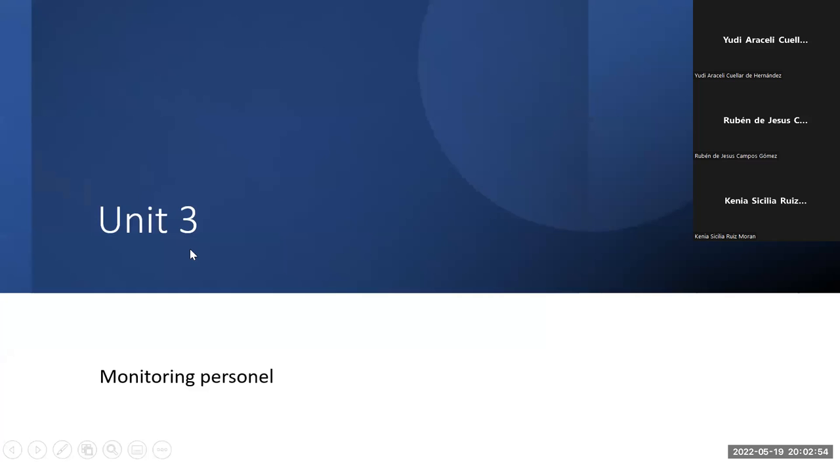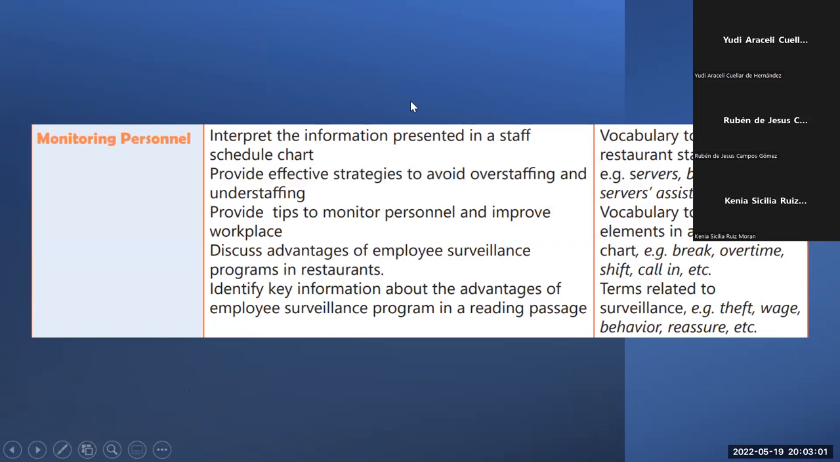In unit number three, you see the topic of the unit is monitoring personnel. I'd like to see if there is one volunteer to read what this is going to be about.